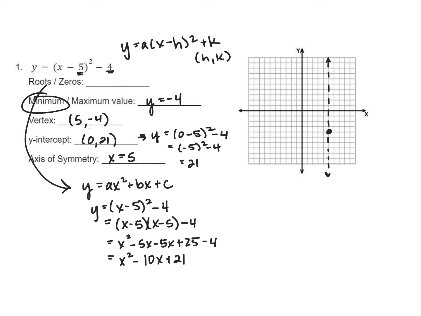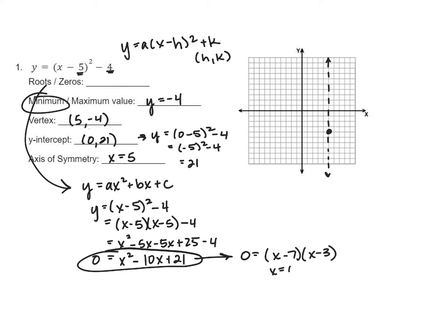So then to find the zeros, I can go to the quadratic formula, or I can factor. This potentially is factorable, so I'm going to go ahead and check that first. So if I were to factor this, I would need two numbers that multiply to 21 and add to negative 10. And those two numbers would be negative 7 and negative 3. And so the zeros are at 7 and 3.